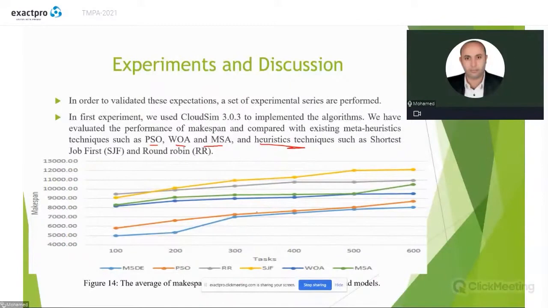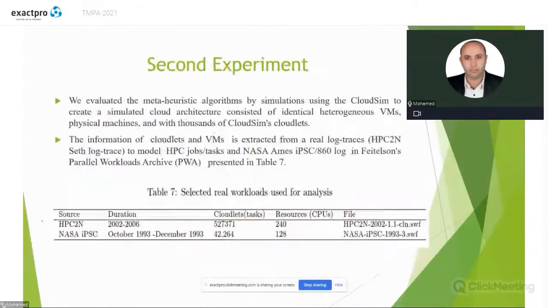From these results, we can find that the proposed algorithm, called MSDE, has better results than the other algorithms, and especially it has the smallest makespan value. We also used a real data set. This real data set was collected from HPC2N and NASA iPSC.